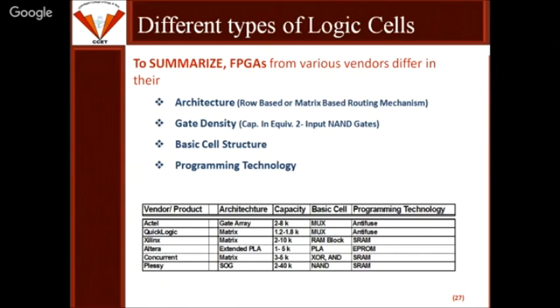If we summarize the different types of logic cells in FPGAs from various vendors, it depends on architecture, gate density, basic cell structure, and programming technology. This table is there, but I should not dictate the whole table, because Actel, QuickLogic, Xilinx, Altera, Concurrent, Plessey are the different vendors providing FPGA modules and selling them to different organizations. Depending upon their capacity, basic cell, and programming technology, and depending upon your requirement, you can choose any one.